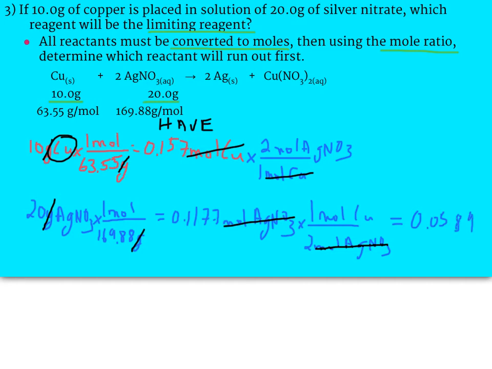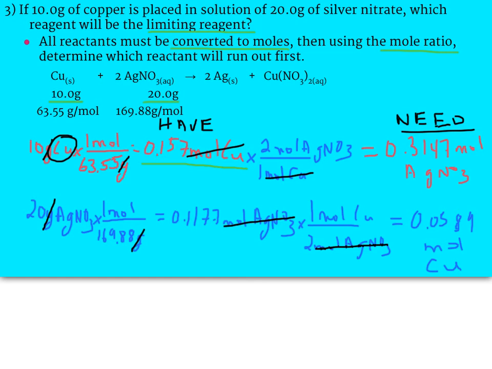I'm going to have on my bottom here, and I never rounded my numbers, 0.0589 moles of copper. And on the top, again, I'm never rounding, I am going to have 0.3147 moles of AgNO3. I'm going to call this column on the right my need column. So now what I need to look at is on the left hand side over here, I have 0.157 moles of copper.